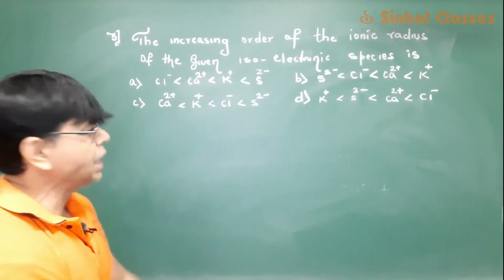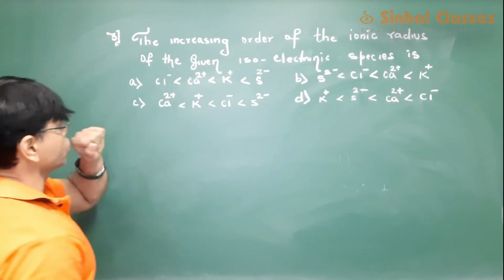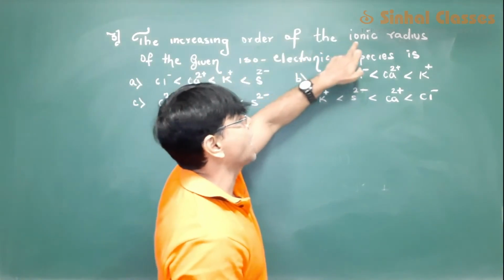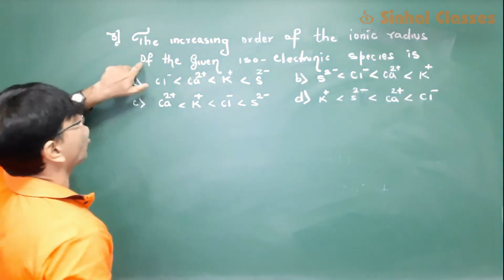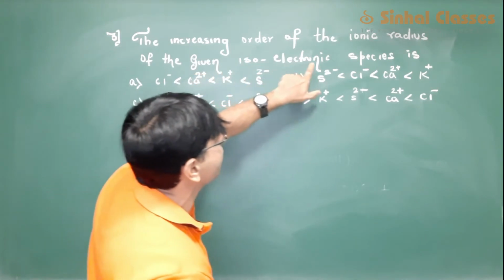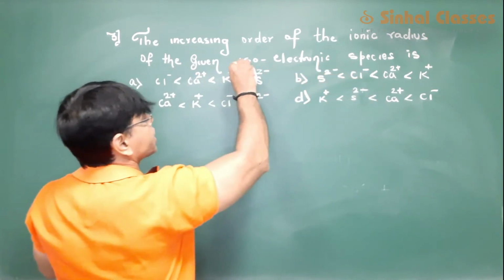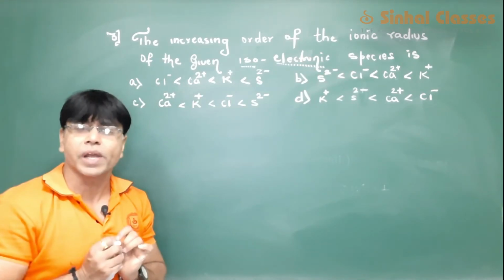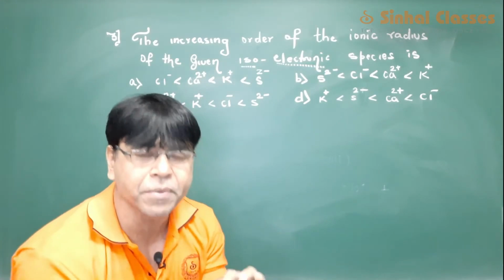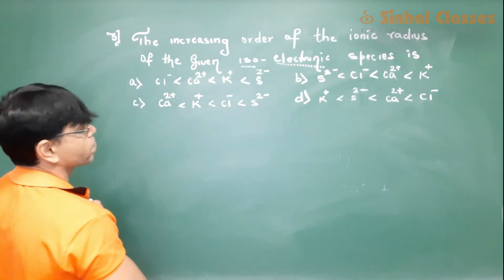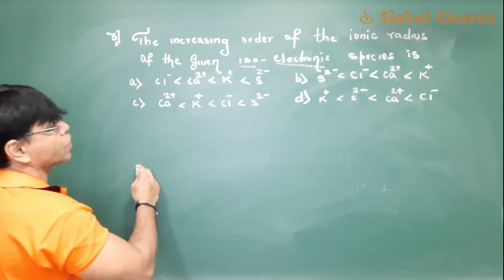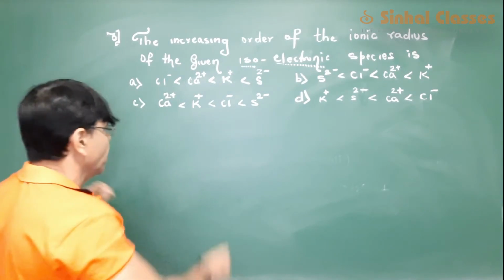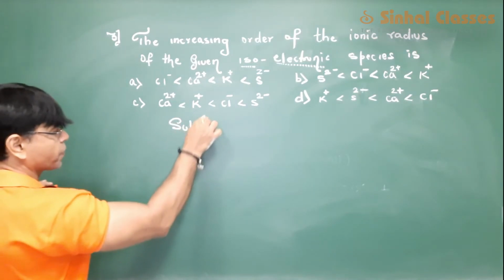Okay student, let's see question number 3. Question number 3 says, the increasing order of the ionic radius of the given isoelectronic species. What is the meaning of the word isoelectronic? Isoelectronic means having the same number of electrons. So you want the increasing order of ionic radius. Okay. So let's see how to solve this question.